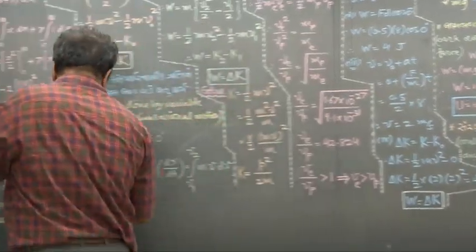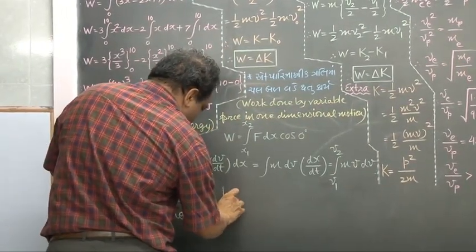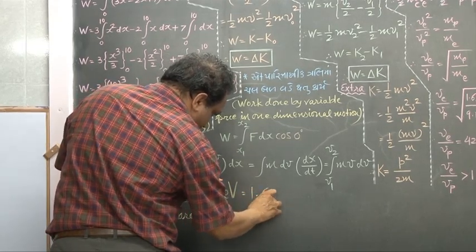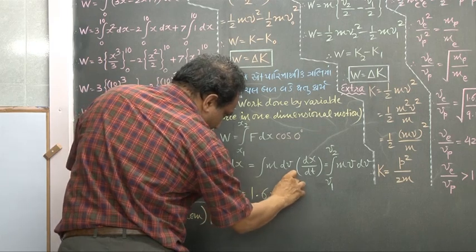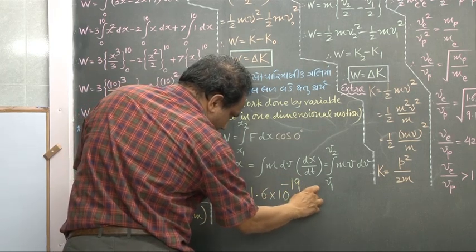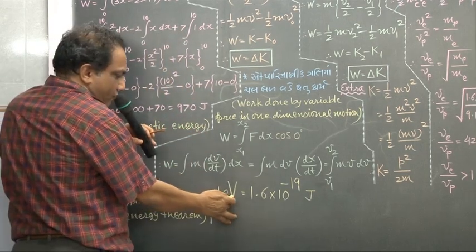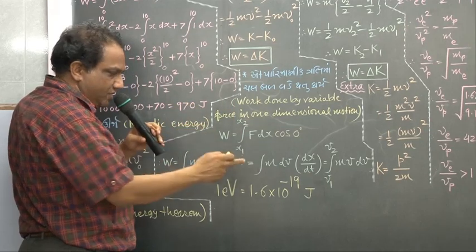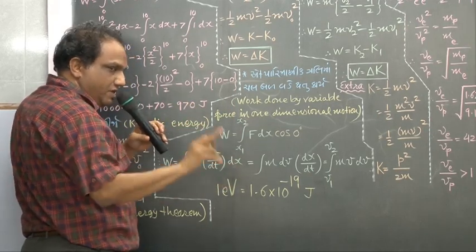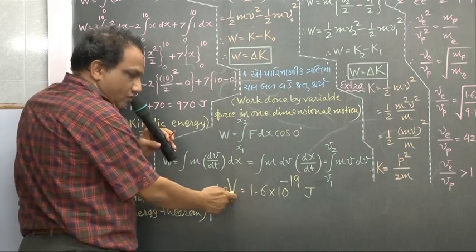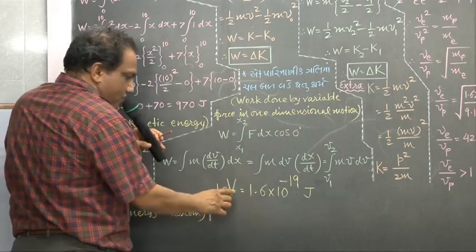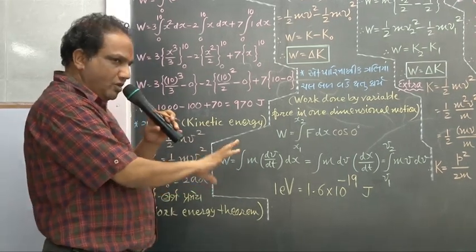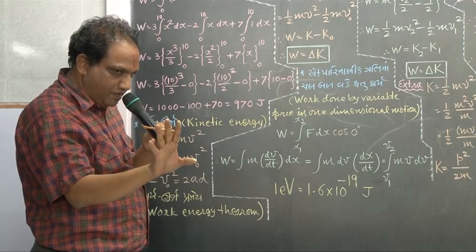1 electron volt is equal to 1.6 into 10 raised to minus 19 joule. In this particular sum this is not required, but I just gave you an introduction of what is electron volt. More about electron volt you will study in your third semester. At present you may or may not remember this relation. No problem.